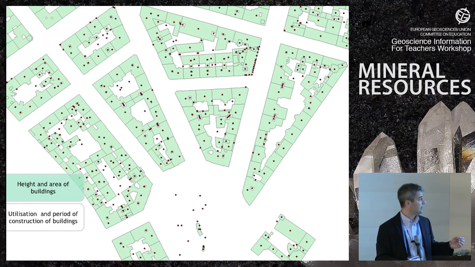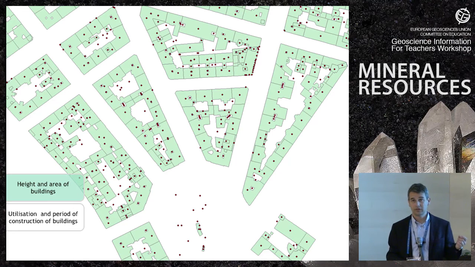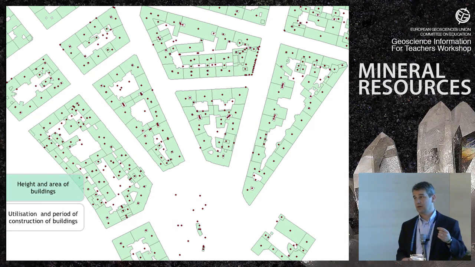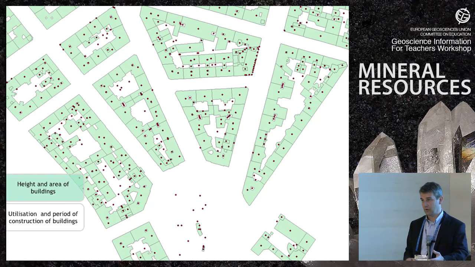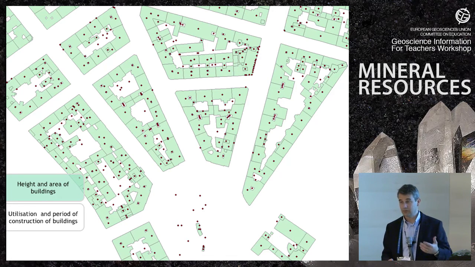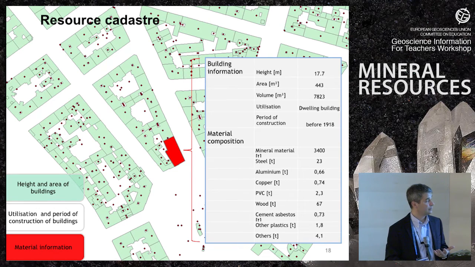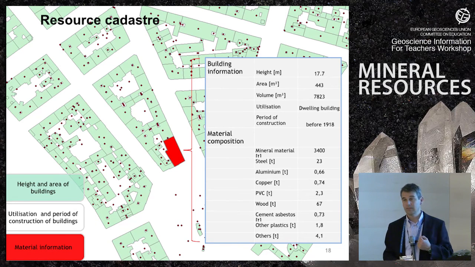And we also have data about the year of construction of each building, and about the usage of these buildings. Is it a residential building? Is it a more commercial building? So we know quite a lot about each of these buildings, and if we merge this information with our specific material information, then it should be possible to determine the material composition of a single building.